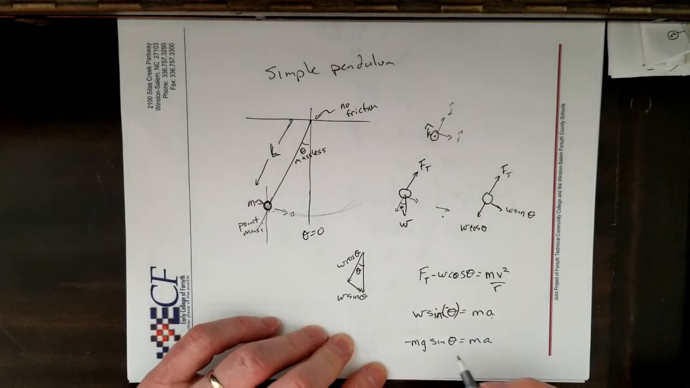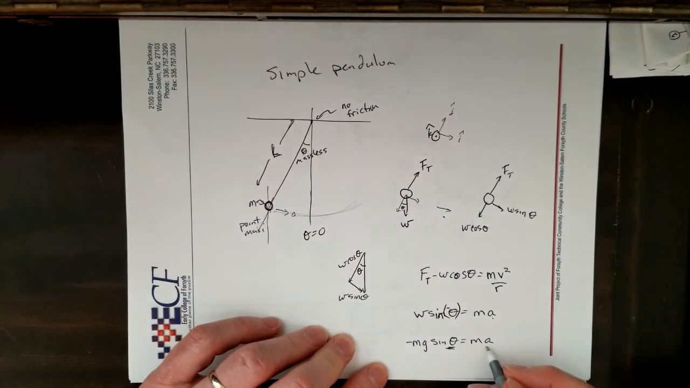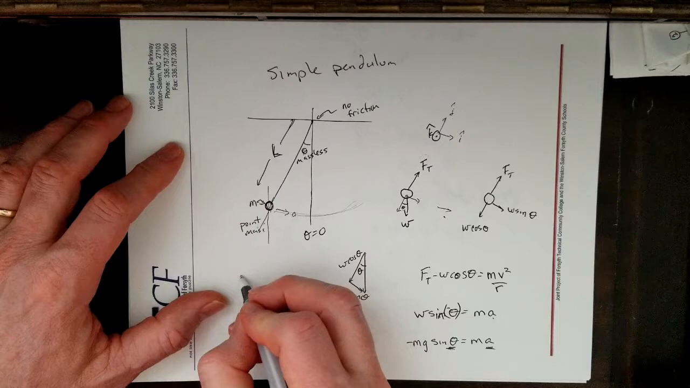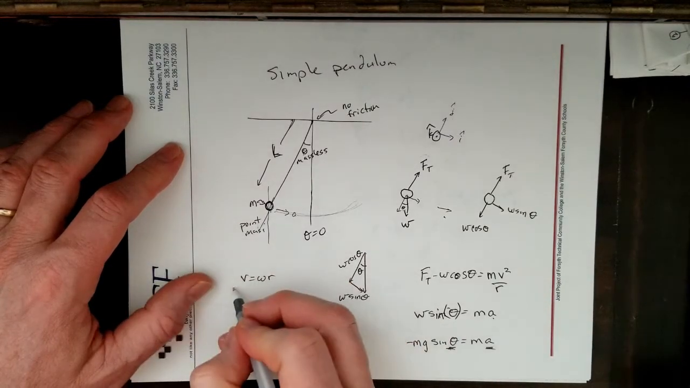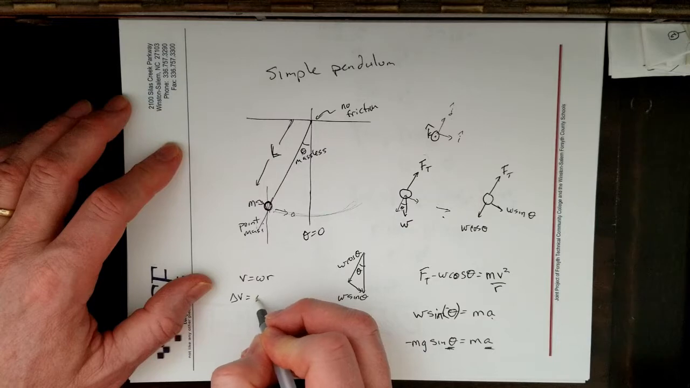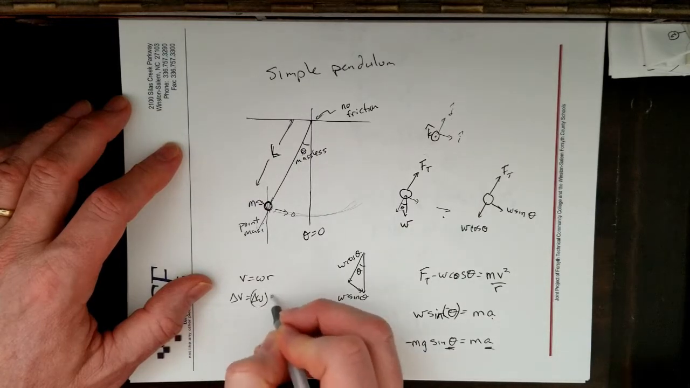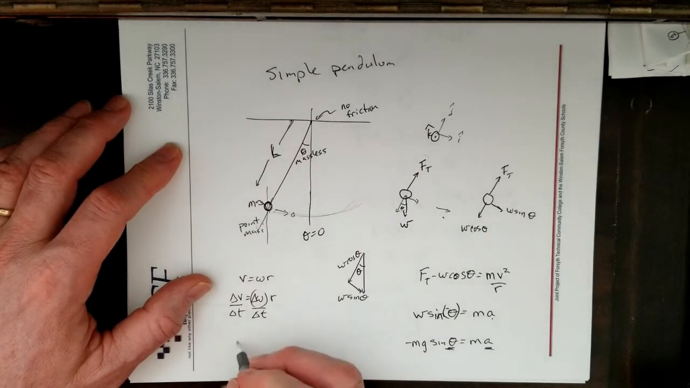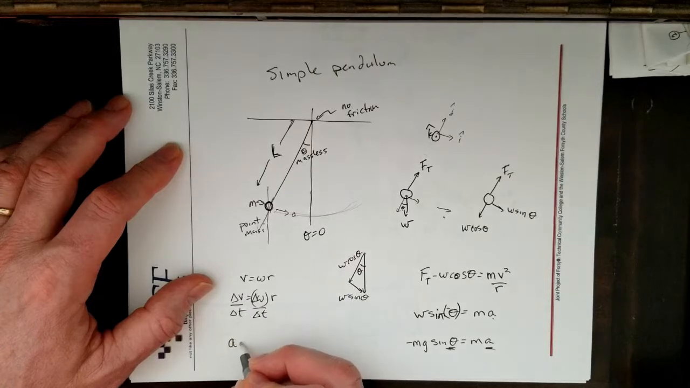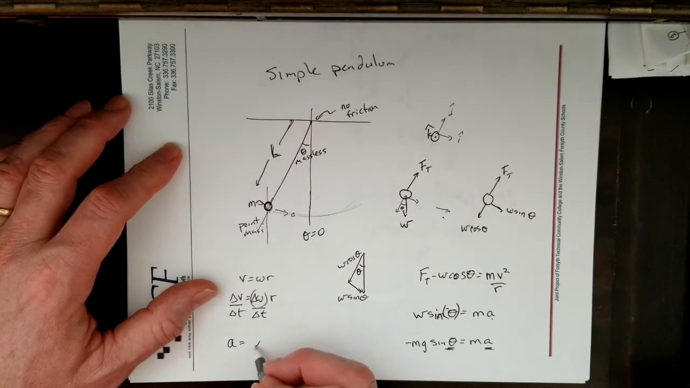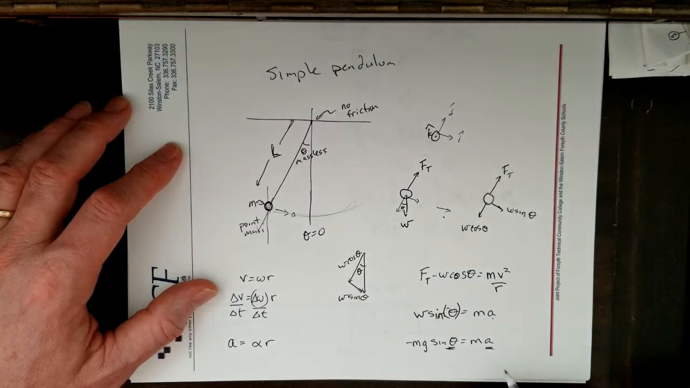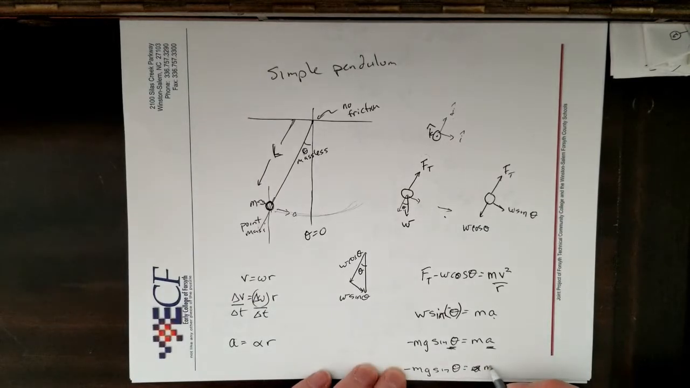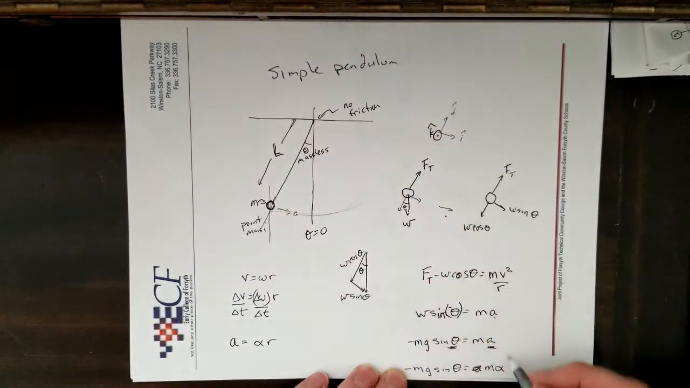Now we've got an issue here. This is an angular quantity, that is a linear quantity, and we need to correspond them. Well, let's go back to v equals omega r. If I take the change in speed, therefore it is change in omega times r. If I divide by the amount of time that is happening here, then I have acceleration is equal to angular acceleration times r. And so this becomes negative mg sine theta is equal to m alpha times r, which is L here.